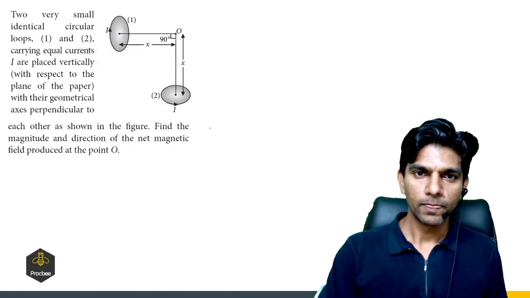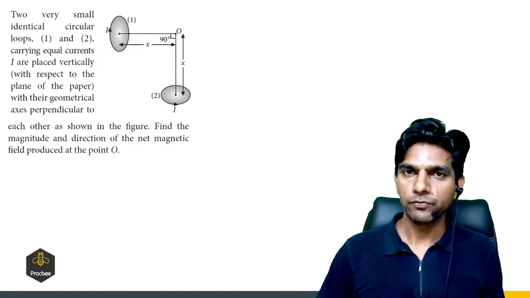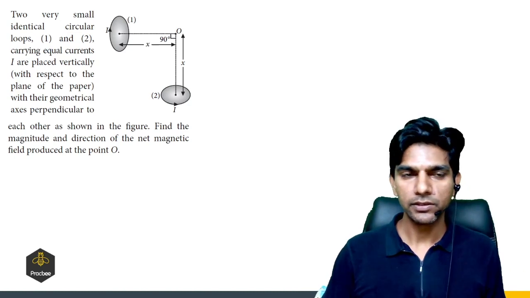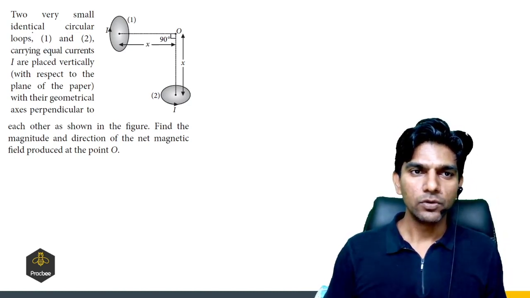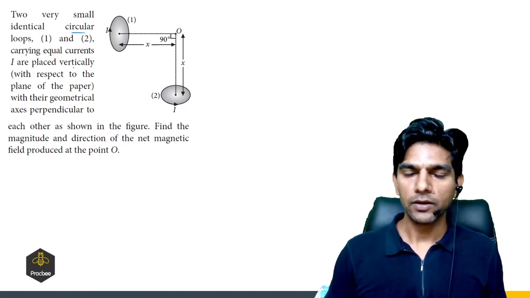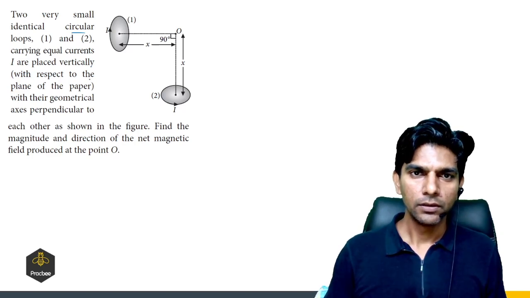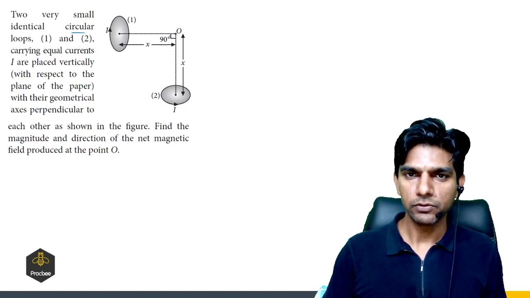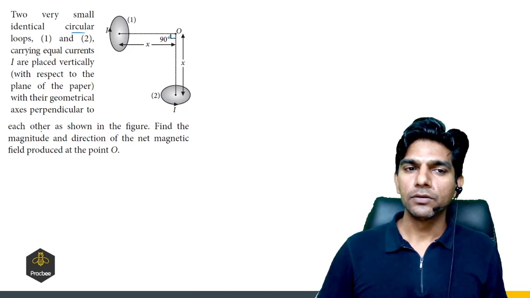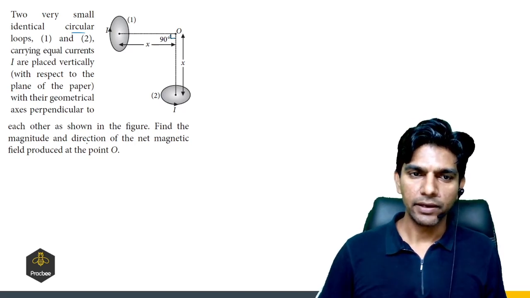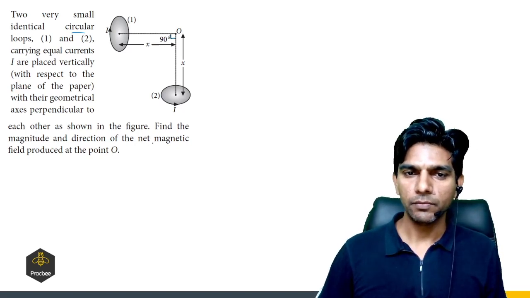Okay. Now let us see a question which came from the same form, which you can answer by using the same formula. Two very small identical circular loops 1 and 2 carrying equal currents I are placed vertically with respect to the plane of the paper with their geometrical axes perpendicular to each other, as shown in the figure. Find the magnitude and the direction of the net magnetic field produced at the point O.